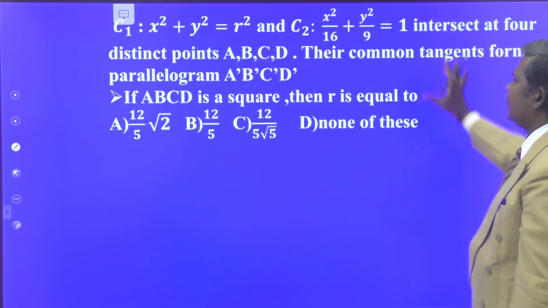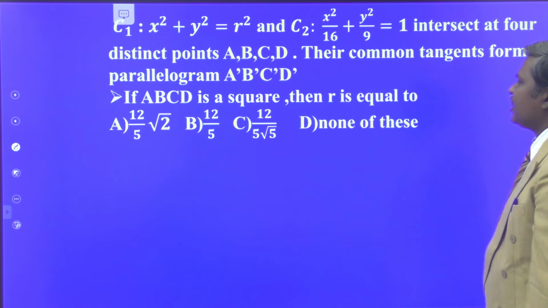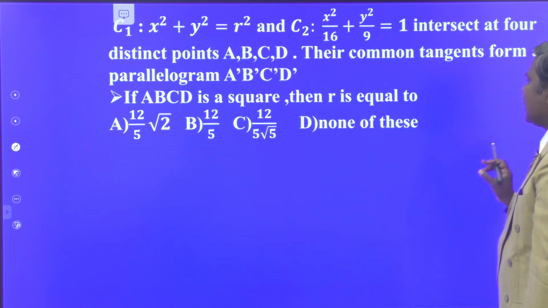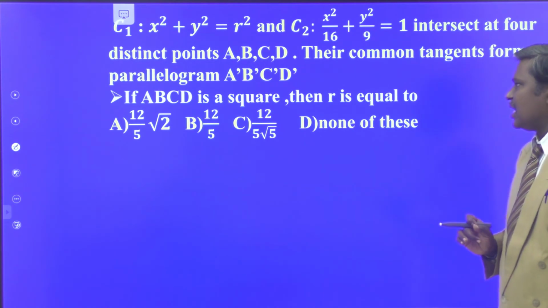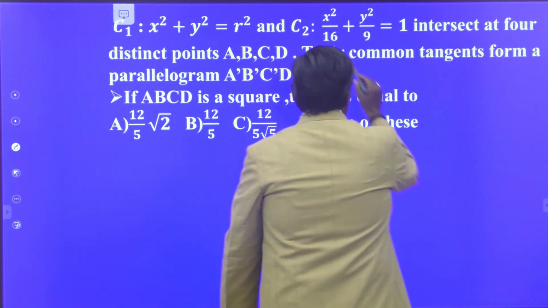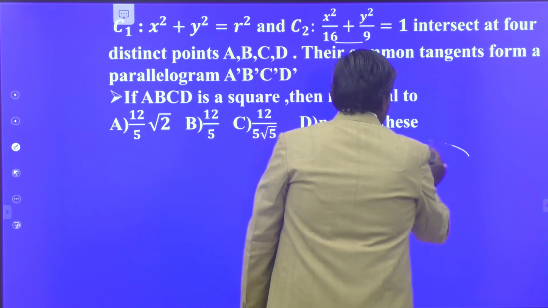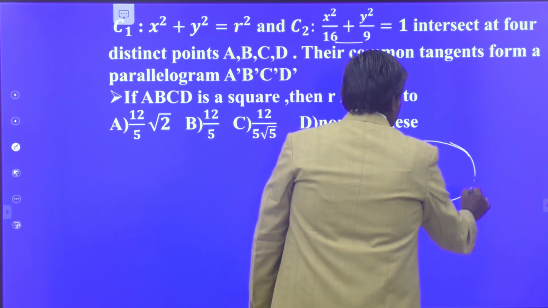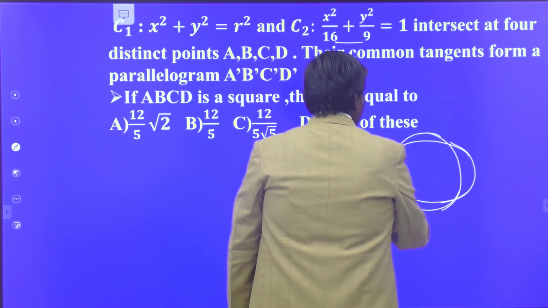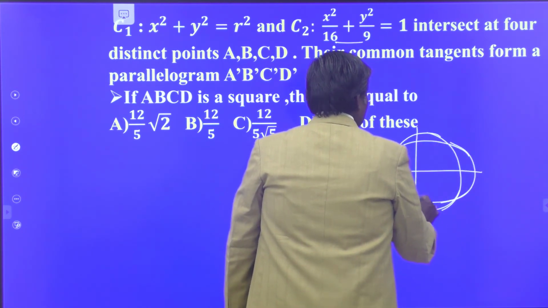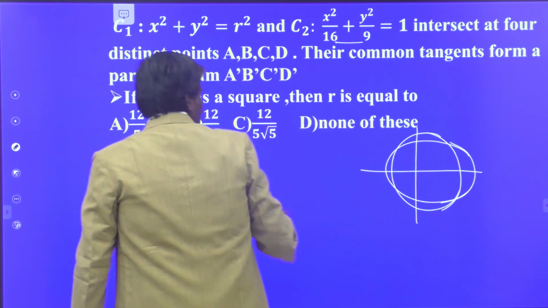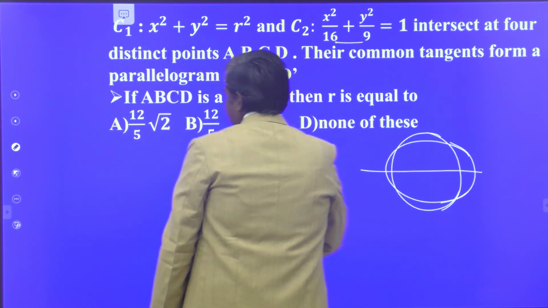This is the paragraph. So the first question related to that paragraph is, if ABCD is a square, then r is equals to what? r means the radius of the circle. So this is the ellipse, a greater than b case here. See the rough diagram. This is the ellipse and one circle intersecting in this manner. Both are concentric. Their center is at origin.